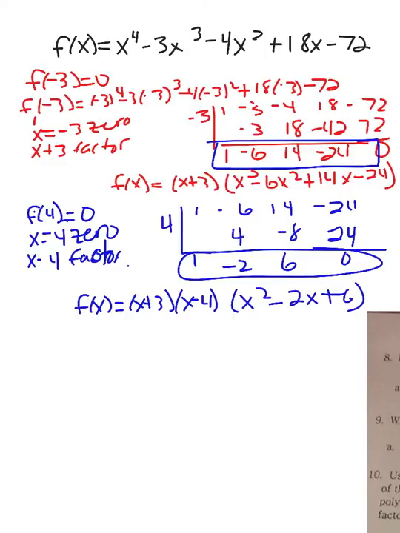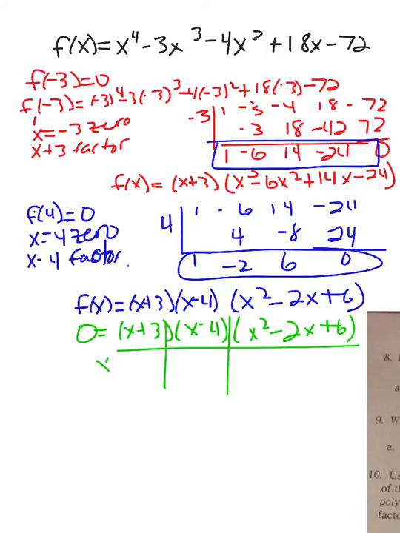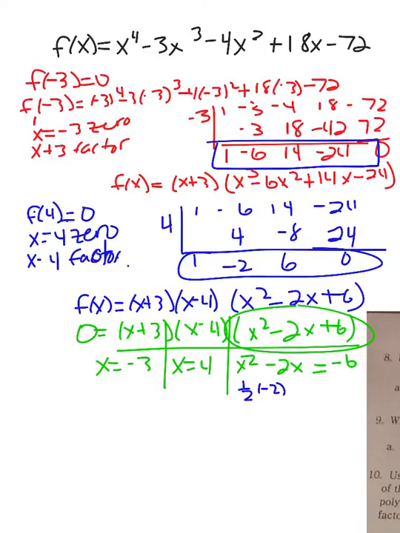Now I want to find my zeros, so I set it equal to 0. I make my t-chart, right? I have my zeros here, negative 3 and 4. Now I have to do this one. That's not factorable, so you'd have to use the quadratic formula or complete the square. So I'm going to complete the square. I subtract 6, so it's negative 6. Half of negative 2 is negative 1, squared is 1. Add that to both sides: x squared minus 2x plus 1 equals negative 6 plus 1.